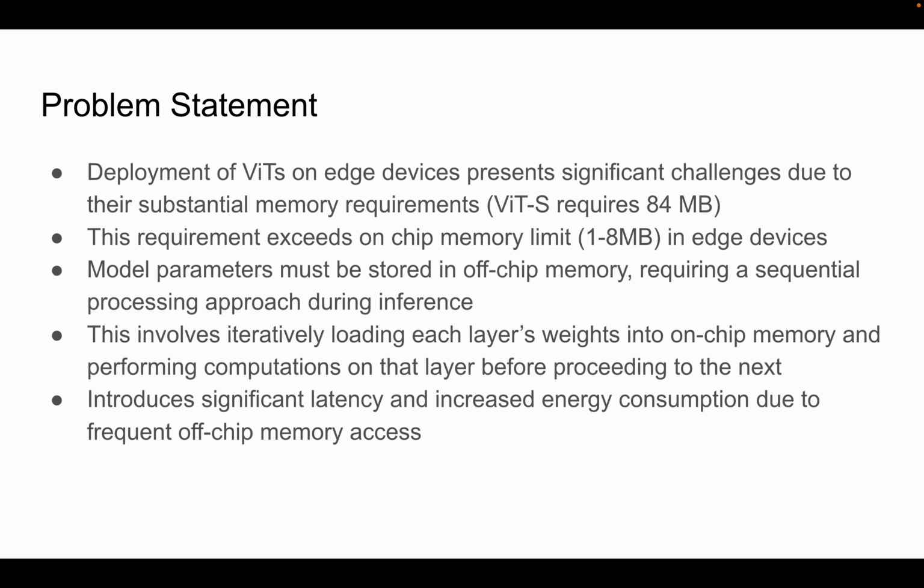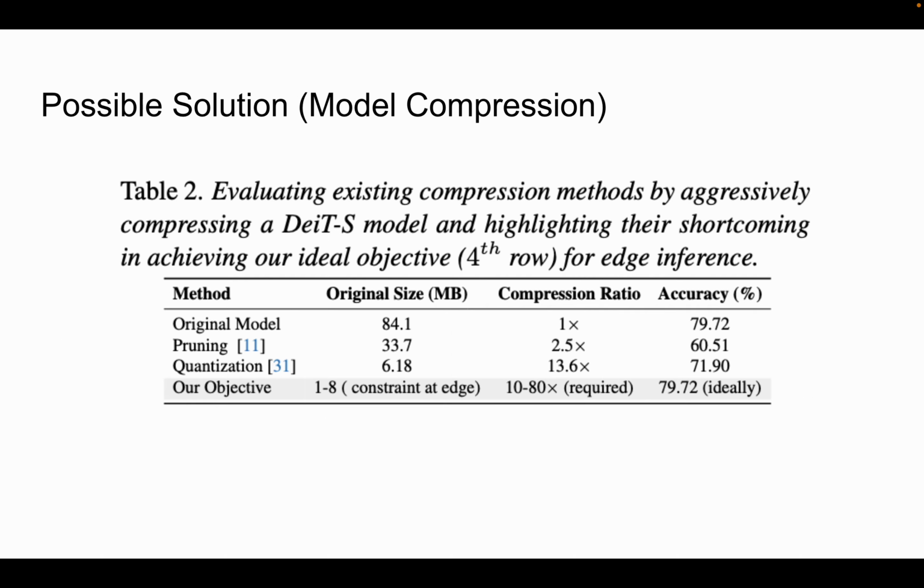This involves iteratively loading each layer's weights into on-chip memory and performing computations on that layer before proceeding to the next. This process introduces significant latency and increased energy consumption due to frequent off-chip memory access. So what can be a possible solution to this problem? A possible solution is to adopt model compression to compress the model parameters to occupy less memory.